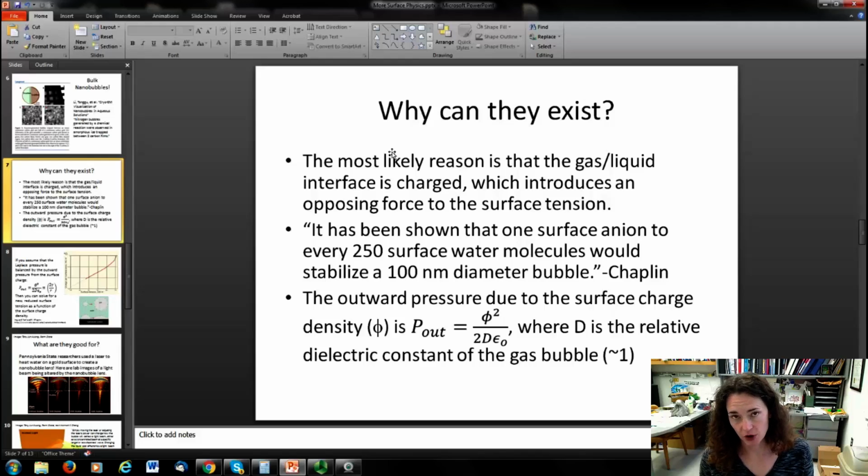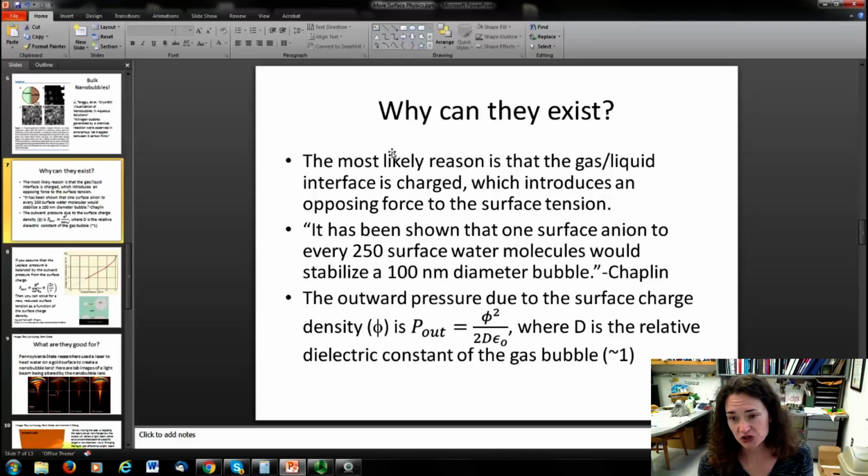looks like right now, or among the top reasons, is that the gas-liquid interface actually has a charge to it. And that charge introduces an opposing force to the surface tension. And I'm quoting Chaplin here. It's been shown that one surface ion to every 250 surface water molecules would stabilize a 100 nanometer diameter bubble. So how do you stabilize something that's unstable? You add in another force. And that force here is the surface charge.